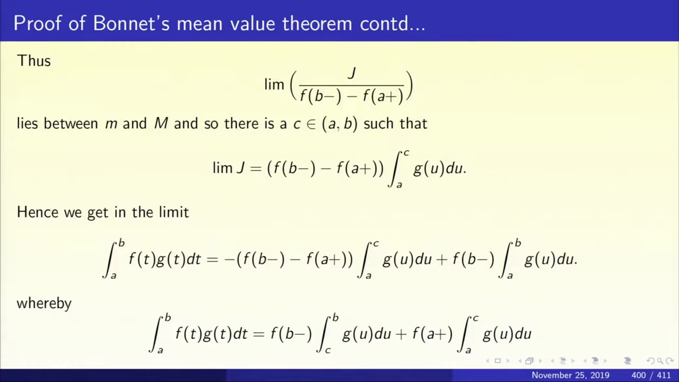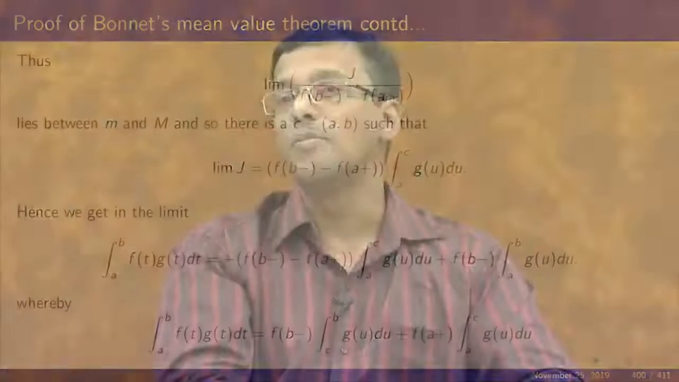So in the limit, what do we get? In the limit we get the integral from a to b of f(t) g(t) dt equal to the red terms, which go to minus (f(b−) − f(a+)) times the integral from a to c of g(u) du, plus the last term f(b−) times the integral from a to b of g(u) du. Now a little simplification will give you the result that was displayed, and that completes the proof of the first part of Bonnet's mean value theorem.